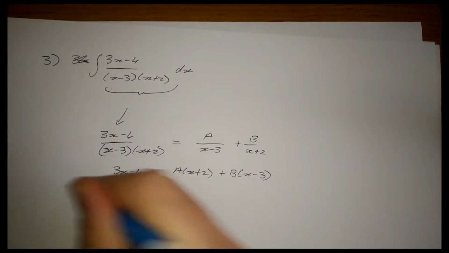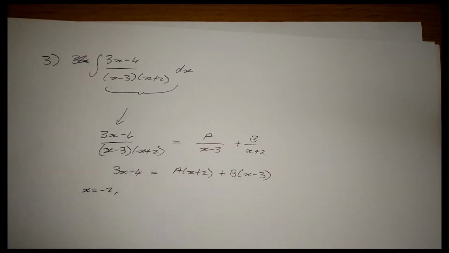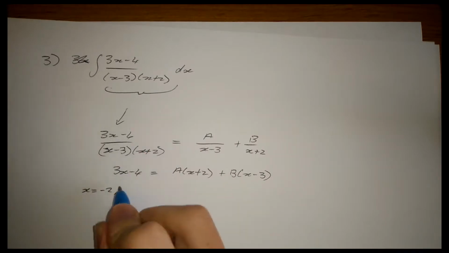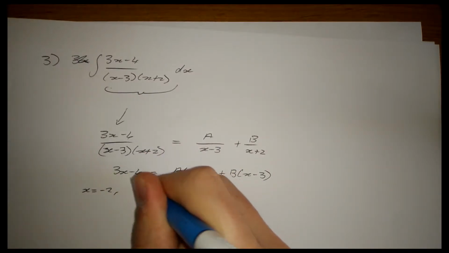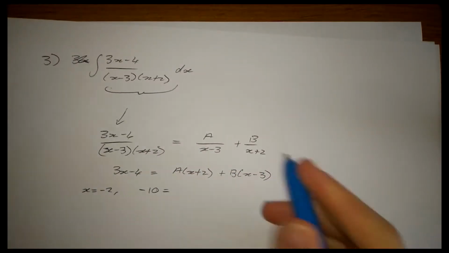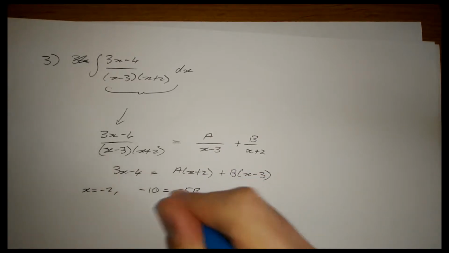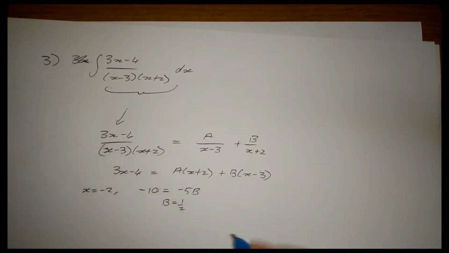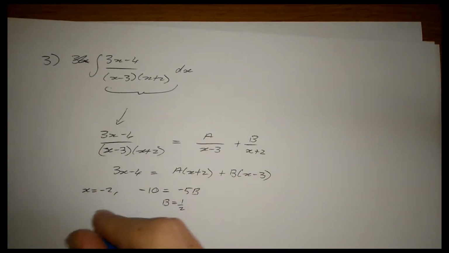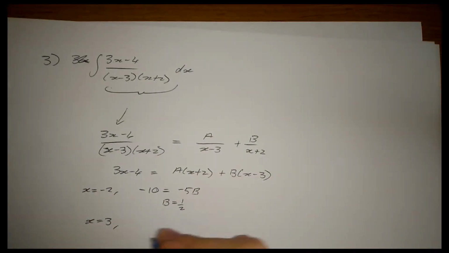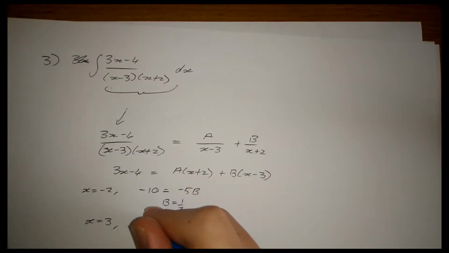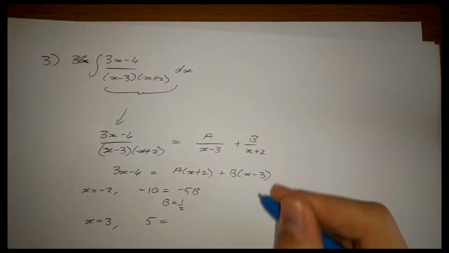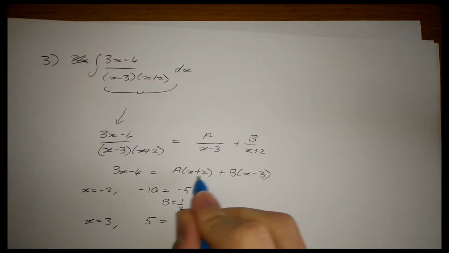Now, the easiest way to do this would just be to substitute in a value. So we'd substitute in x equals -2, so that a cancels. So 3 times -2 minus 4, so that'd be -10 equals -5b. Hence b equals 2. And now if we just substitute in x equals 3 now to get 9 minus 4, which is just 5, equaling 5a.